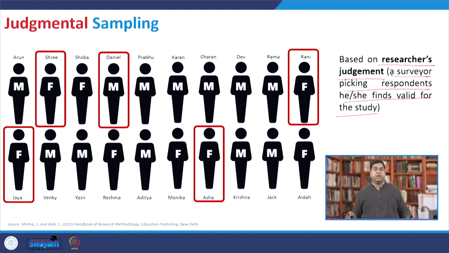In this approach, out of the entire population, I know these are the persons who can give me the best answer, or who can take part in my survey effectively. I can also select them especially for expert selection, an expert opinion survey, a focus group or a stakeholder survey. There we can go for judgmental sampling, where I know that Sri, Daniel, Jaya, Asha or Rani can answer my questions in this particular case.